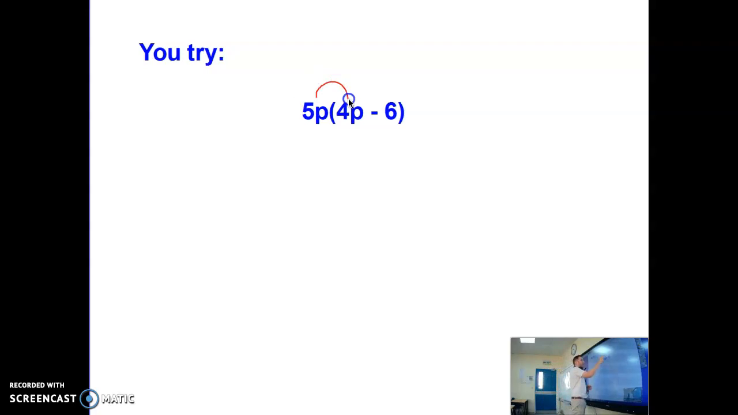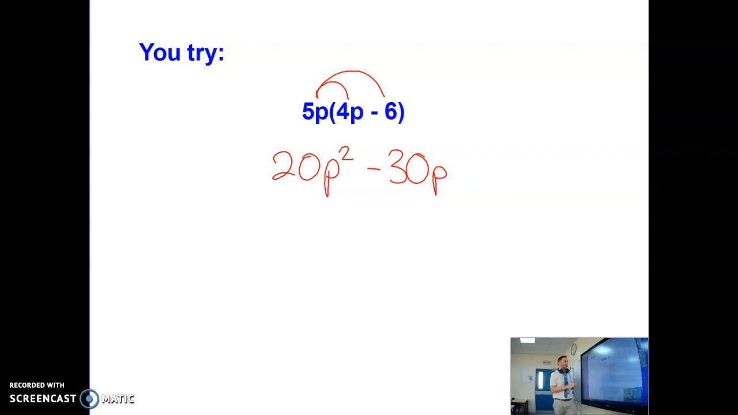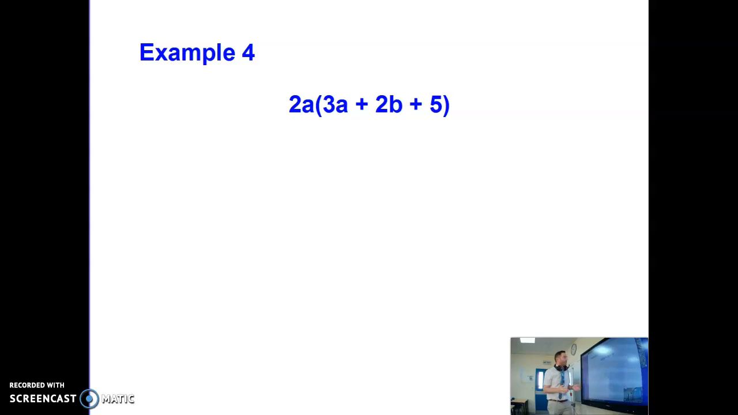Here's your answer. 5p times 4p, that's 20p squared. 5p times negative 6, that's negative 30p. And there's my answer. Okay, make sure you multiply both terms. Right, final one, real tricky one. Let's just bring in a third term in the bracket.